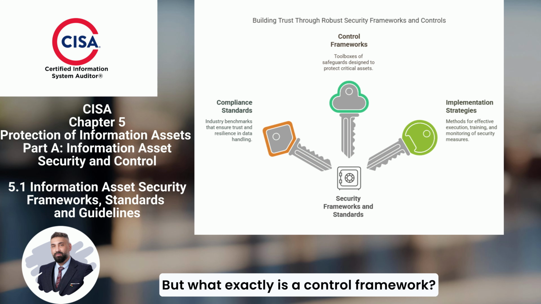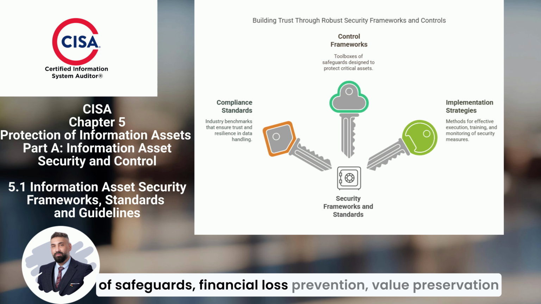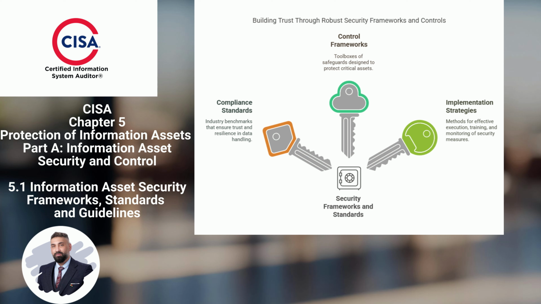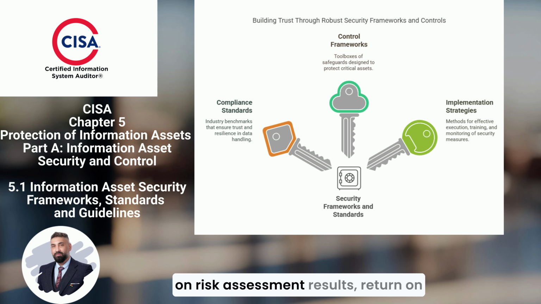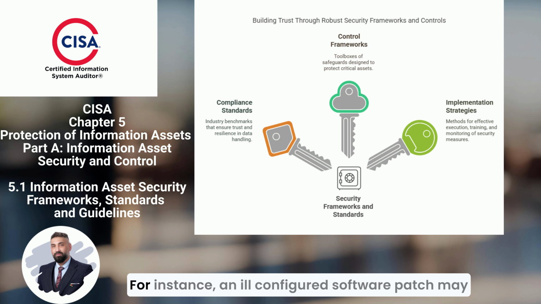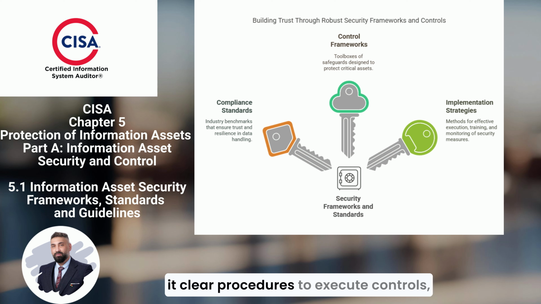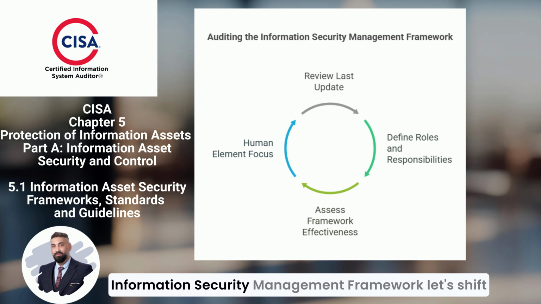But what exactly is a control framework? Think of it as a toolbox full of safeguards, financial loss prevention, value preservation, and mitigation practices, all aiming to protect an organization's critical assets. Choosing the right controls isn't about guesswork. Instead, it's a precise calculation based on risk assessment results, return on investment, ROI, and cost-benefit analyses. However, even a well-intentioned safeguard can backfire if improperly implemented. For instance, an ill-configured software patch may shut down critical systems instead of protecting them. Successful implementation involves more than technology. It requires clear procedures to execute controls, training programs for personnel who maintain them, assigning ownership to individuals responsible for monitoring their effectiveness.